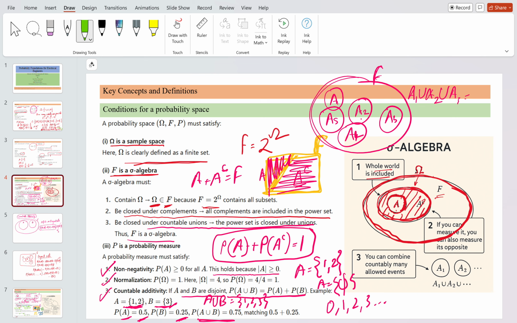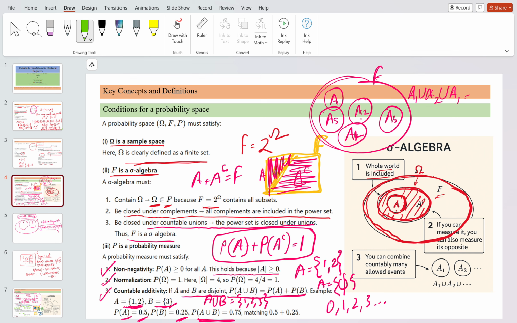Probability of occurrence of B is equal to 1 by 4, that is 0.25. When you see the probability of occurrence of A union B, that is equal to 3 by 4, because three elements, 1, 2, 3, will be there, that is equal to 0.75, which is 0.5 plus 0.25.